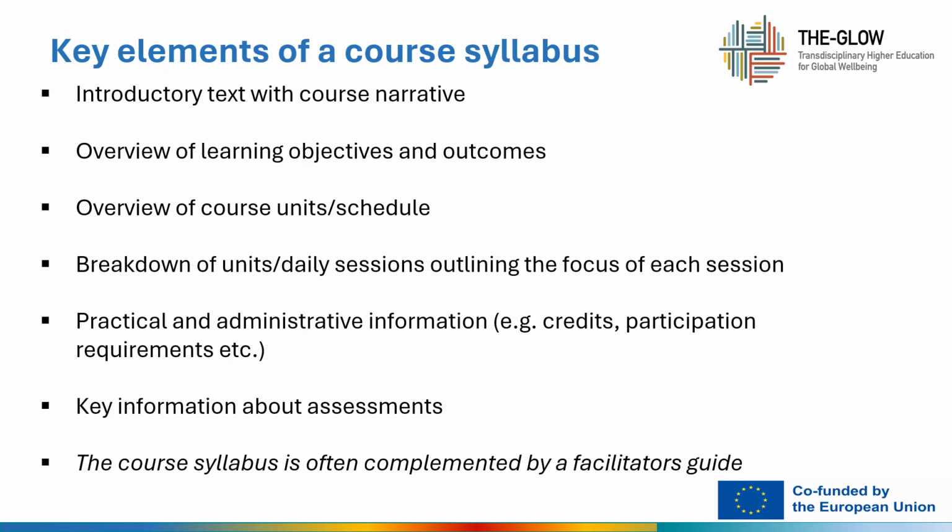There are some key elements to include in a course syllabus. One is an introductory text with a course narrative. There's also an overview of learning objectives and outcomes, an overview of course units and a schedule, a breakdown of units or daily sessions outlining the focus of each session, and there's also practical and administrative information, for example, about credits, participation requirements, etc. There's also key information about assessments in the syllabus as well.